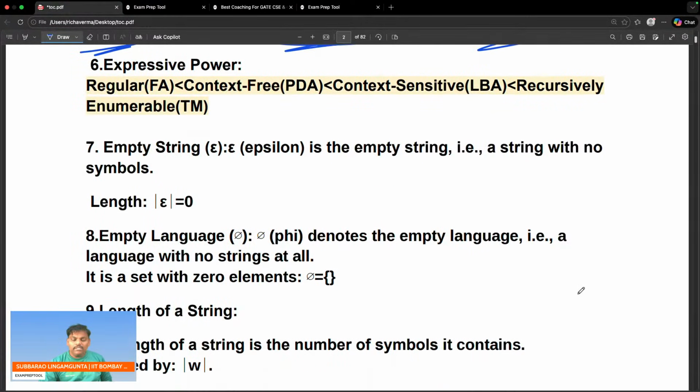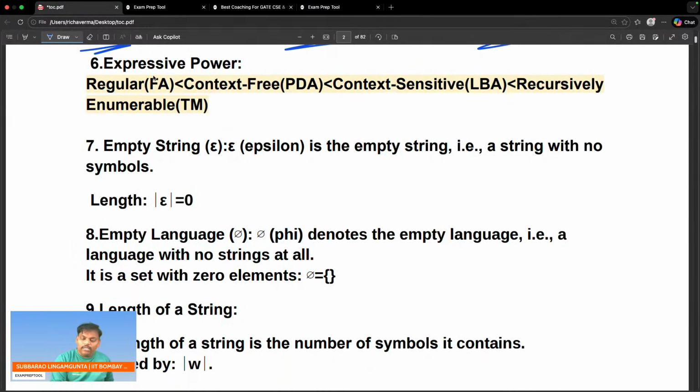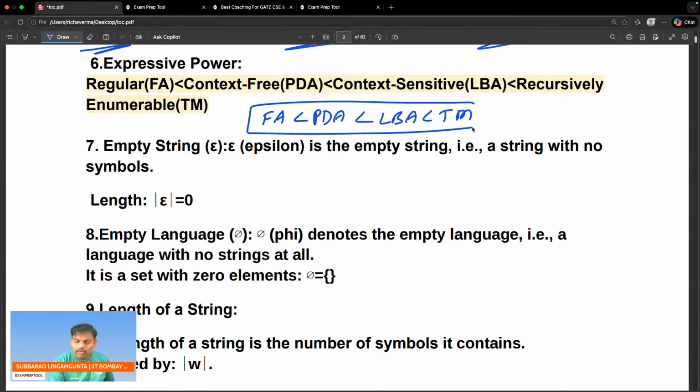The number of languages accepted by every automata. If you observe clearly, in terms of expressive power, finite automata has less expressive power than PDA. PDA has less expressive power than LBA, the context sensitive one. LBA has less expressive power than Turing machine. Among all of them, finite automata has the smallest expressive power, meaning it can accept fewer languages. Turing machine is the higher one. In terms of expressive power, this is the relation between automata.